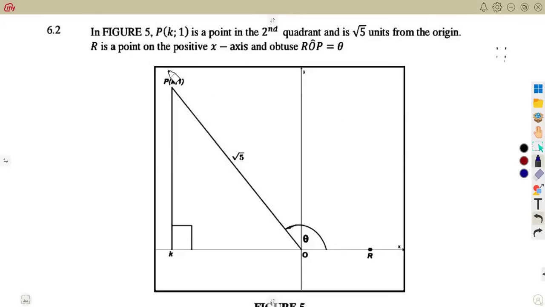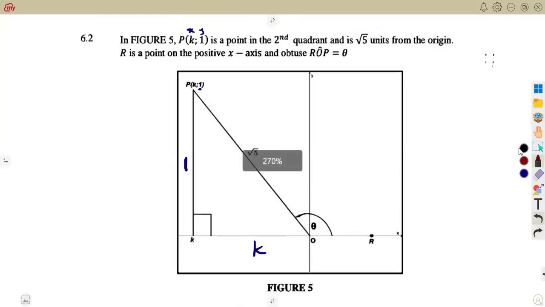You've got this P, which is (k, 1). Remember a point is (x, y) there. So k is just like the x values, and these are the y values. So k is this part, then the y value is 1. Remember, it's k, it's 1. So P is (k, 1). The width of this distance is k, and the length of this distance, which is our radius, is the square root of 5. So this is our information, in the second quadrant, all right?